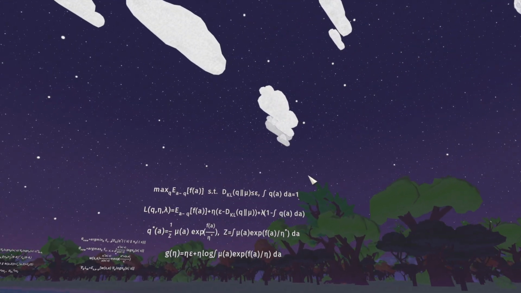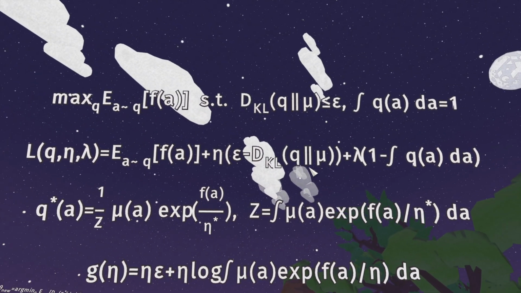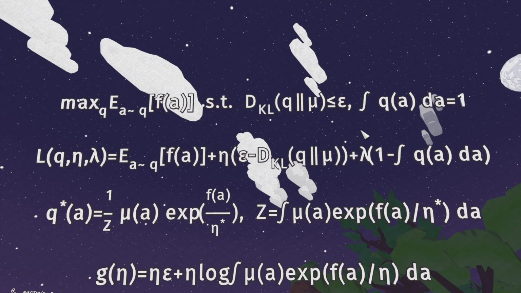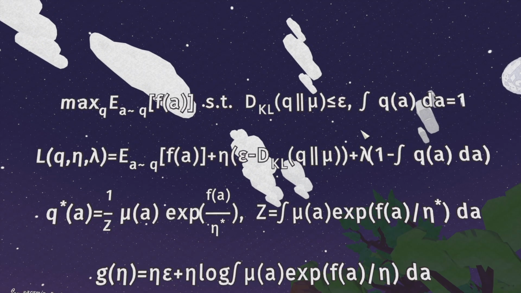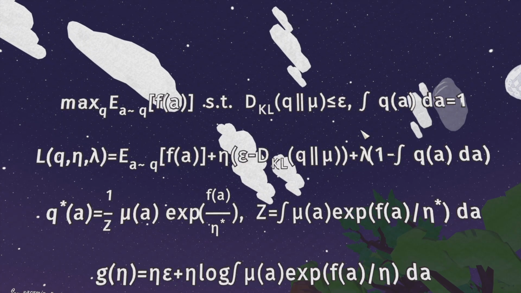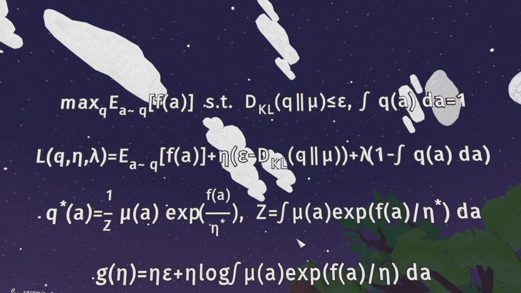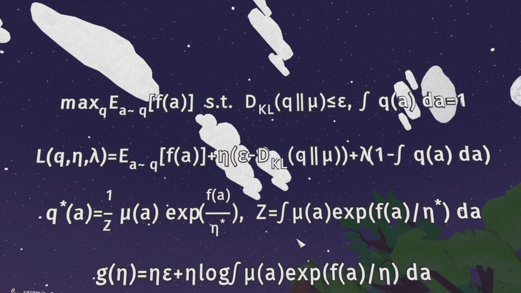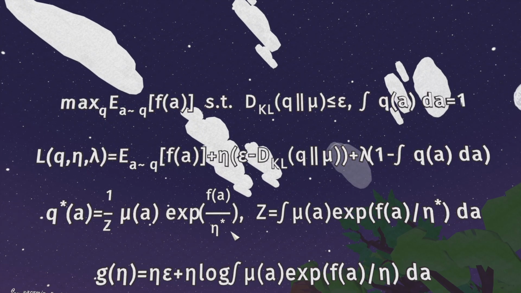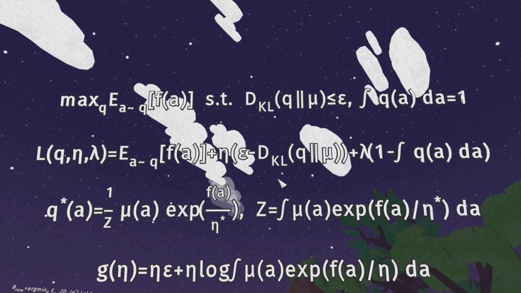This constrained problem here, with the expectation over f of q such that the KL scale is bounded and everything integrates to 1, appears with different choices of f and mu in the different algorithms. Setting the functional derivative with respect to q to 0 and eliminating lambda via normalization gives us the Boltzmann form, this q star. Plugging q star back into the Lagrangian collapses the primal into a one-dimensional convex dual on eta.